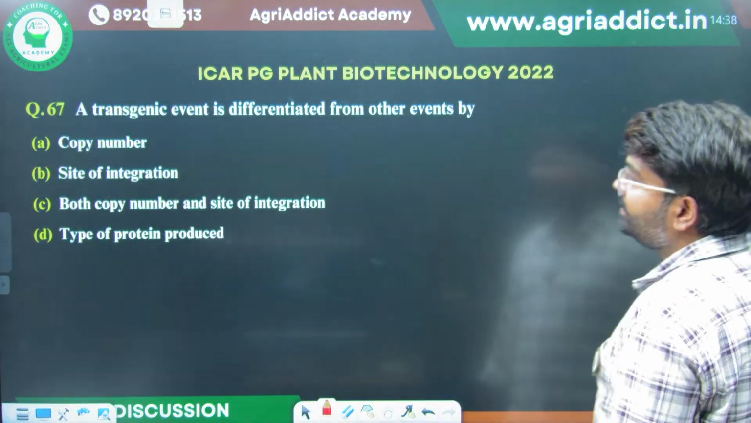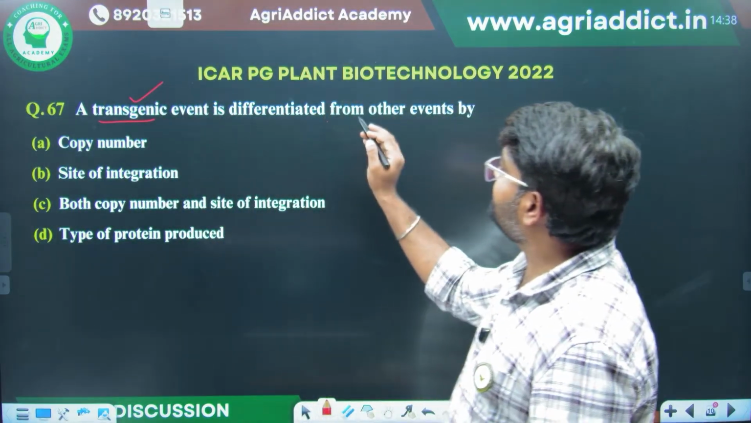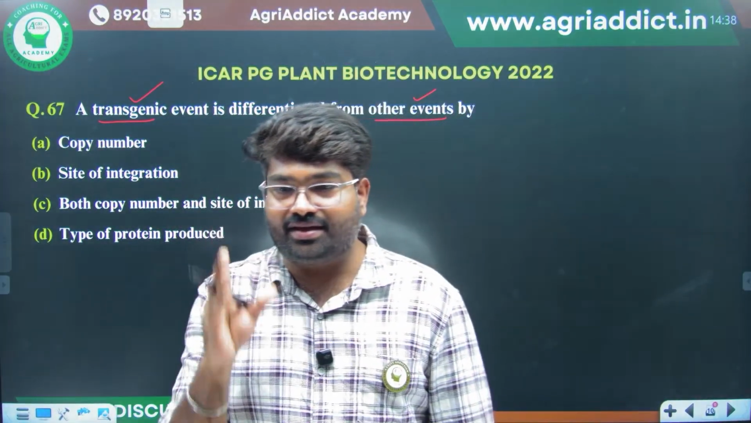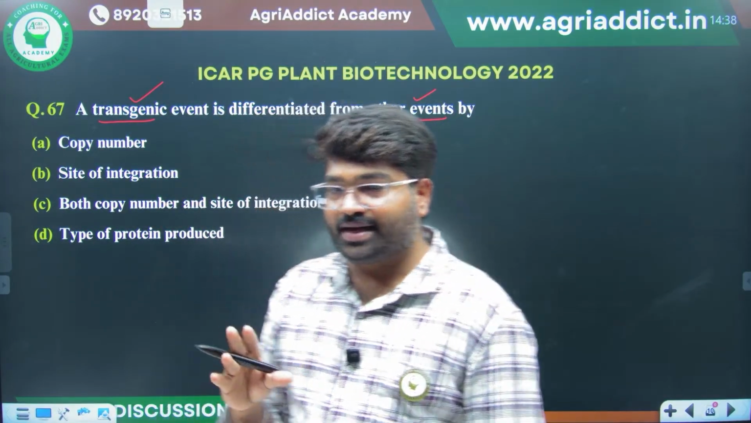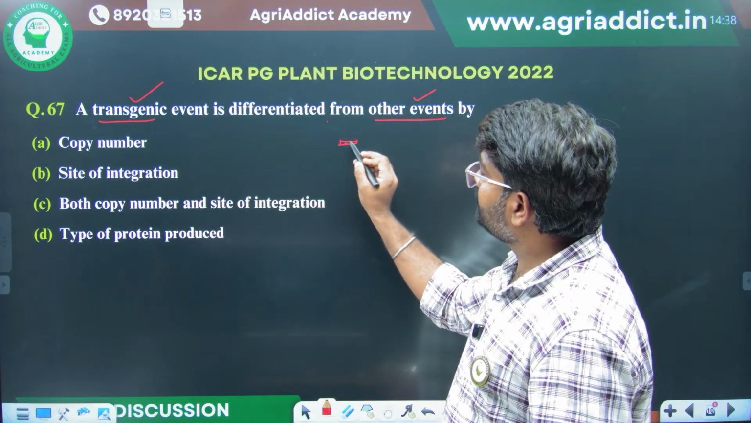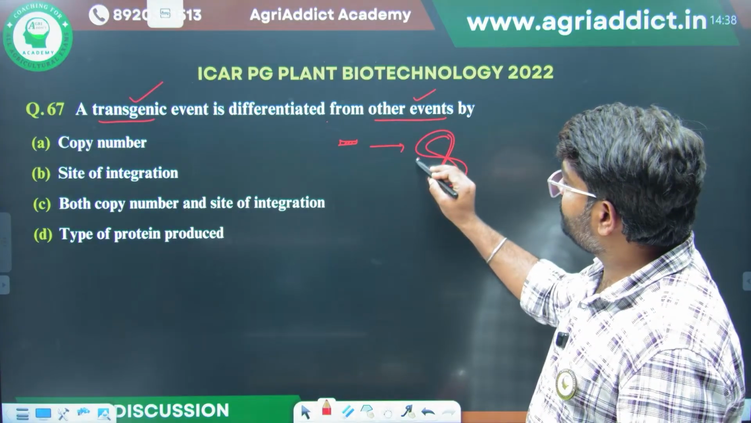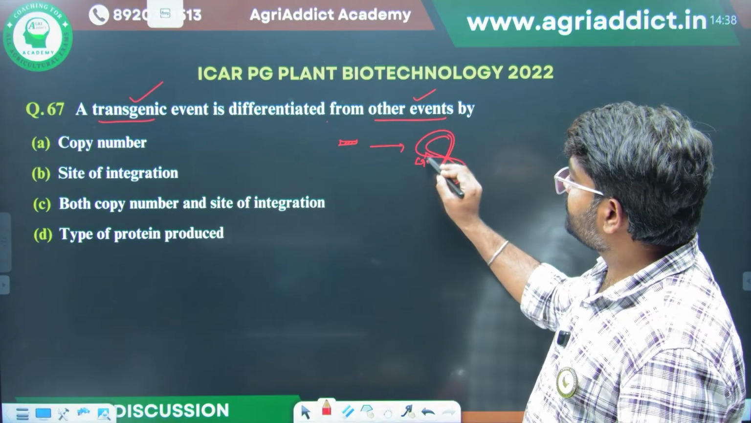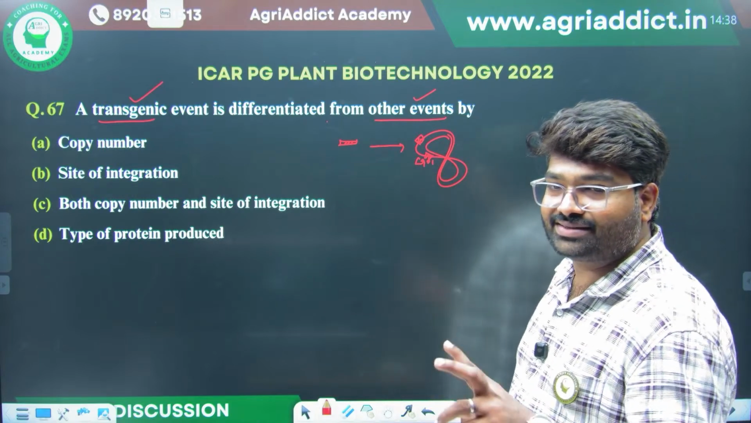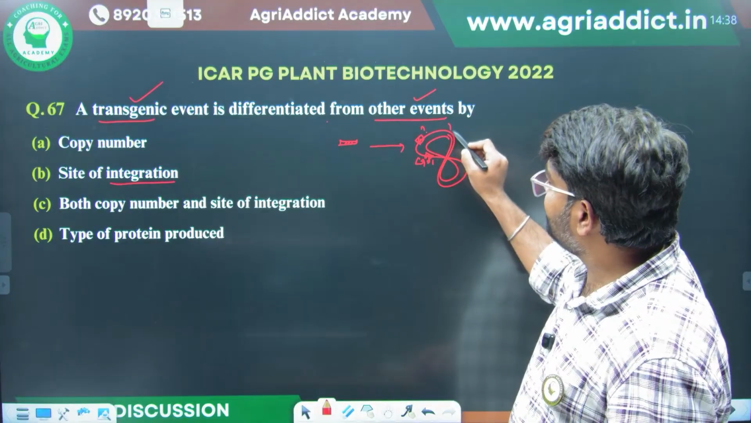Okay. Next, a transgenic event is differentiated from other events. Okay. How we will differentiate the transgenic event from other events? Okay. Copy number means what? For example, this is our transgene. How this transgene is integrated into the gene of interest. Copy number means how many multiple copies it has integrated. That is copy number. Site of integration, whether where, at which position it is integrated.